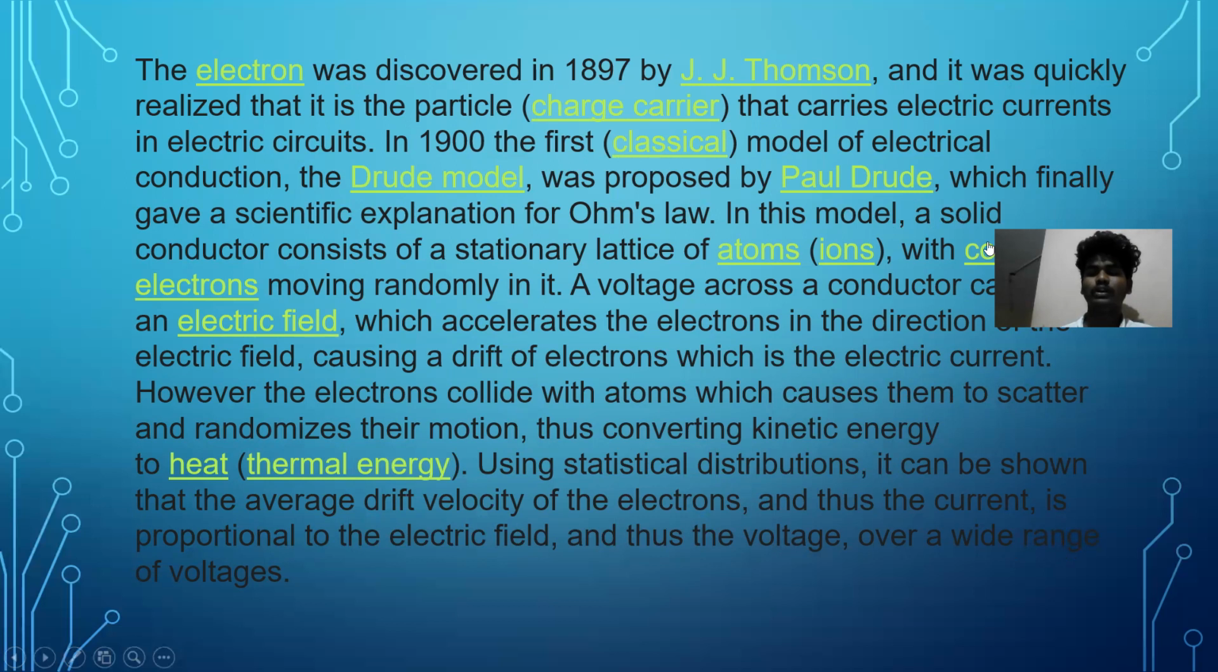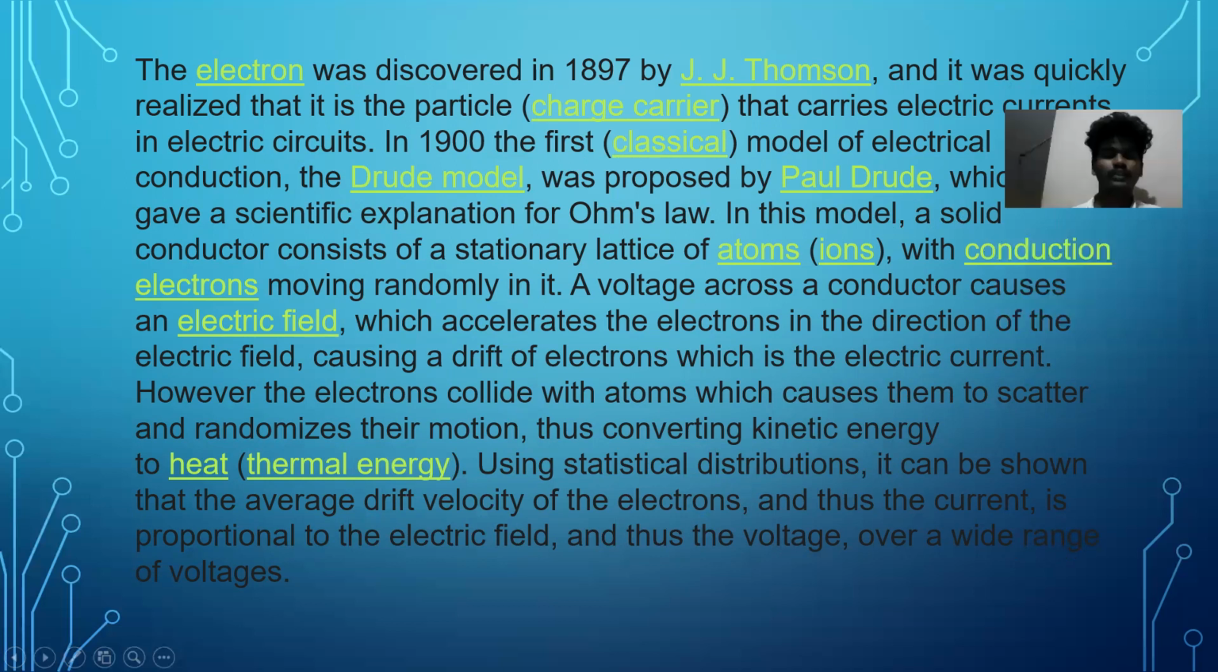In this model, a solid conductor contains a stationary lattice of ions, and the conduction electrons are moving randomly in it. A voltage across the conductor causes an electric field, which accelerates the electrons in the direction of the electric field, causing a drift of the electrons, which is the electric current.